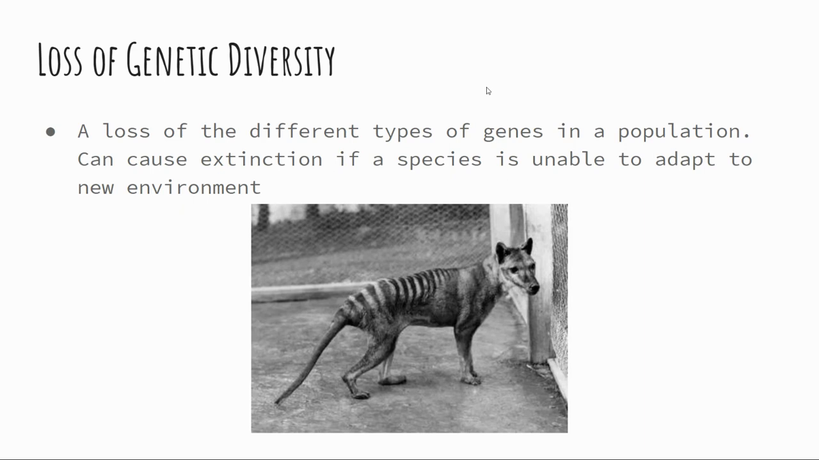We can also see a loss of genetic diversity, and we are seeing this. This is a loss of different types of genes in a population, and this can lead to the extinction of species that are unable to adapt to the new environment that may be created quickly by humans.